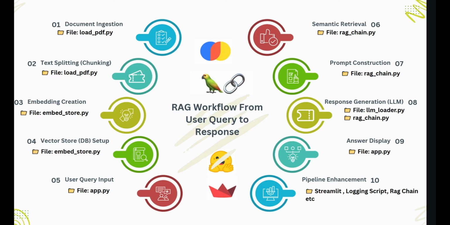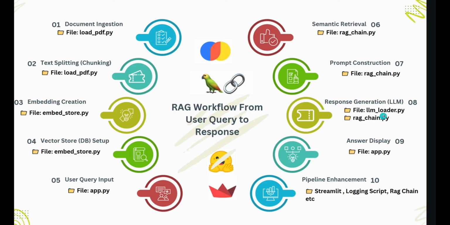Then embedding generation code is written in the file called embed_store. Similarly, the vector store DB is also written in the same file, embed_store. Then we have this user query input file, which we will design using Streamlit, and the file name is app.py. Then we have the semantic retrieval, where we are matching with the user query. Then the file name is rag_chain.py. Prompt construction is also mentioned in the same file.